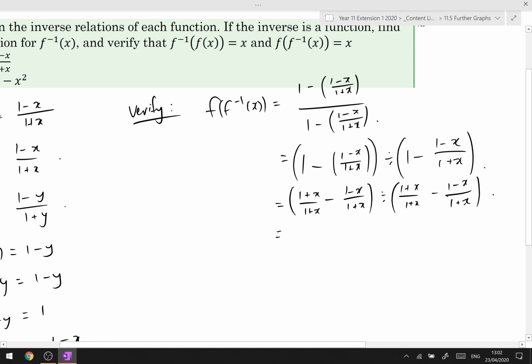Now we can subtract these together. So we've got 1 minus 1, which is equal to 0, and x minus x becomes 2x. So we get 2x over 1 plus x divided by, and for this one it's going to be exactly the same, 2x over 1 plus x. Well, that's just the same as saying 5 divided by 5 or 8 divided by 8. So this is just equal to 1.